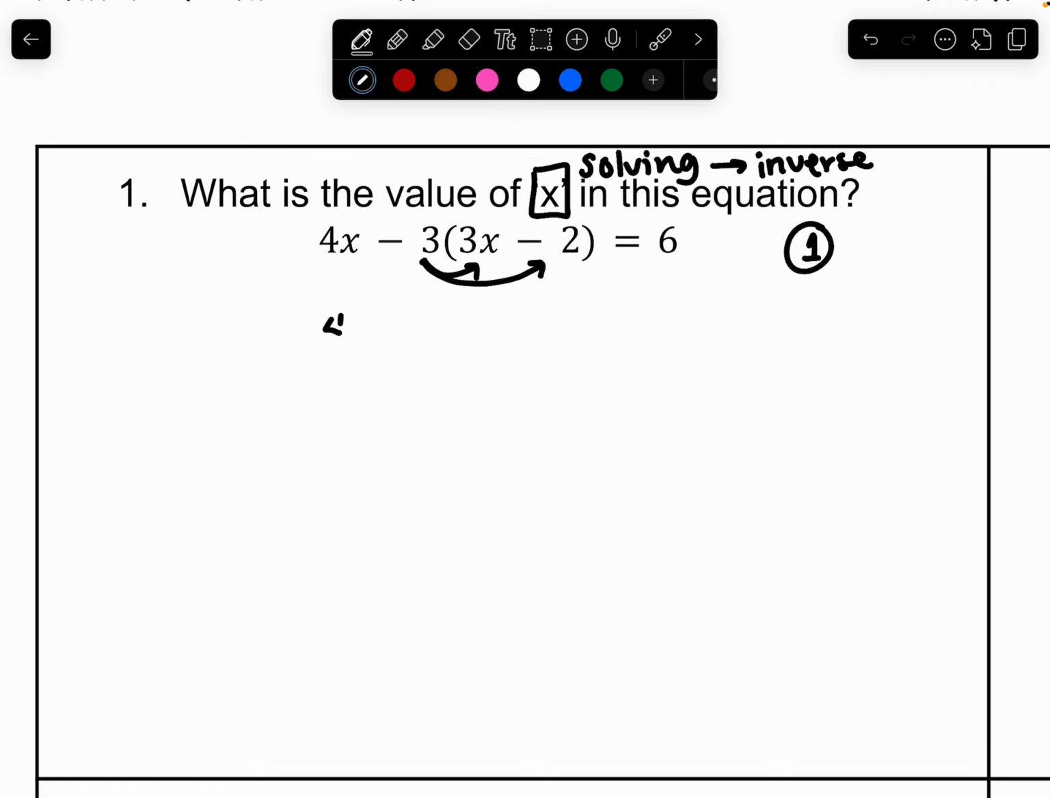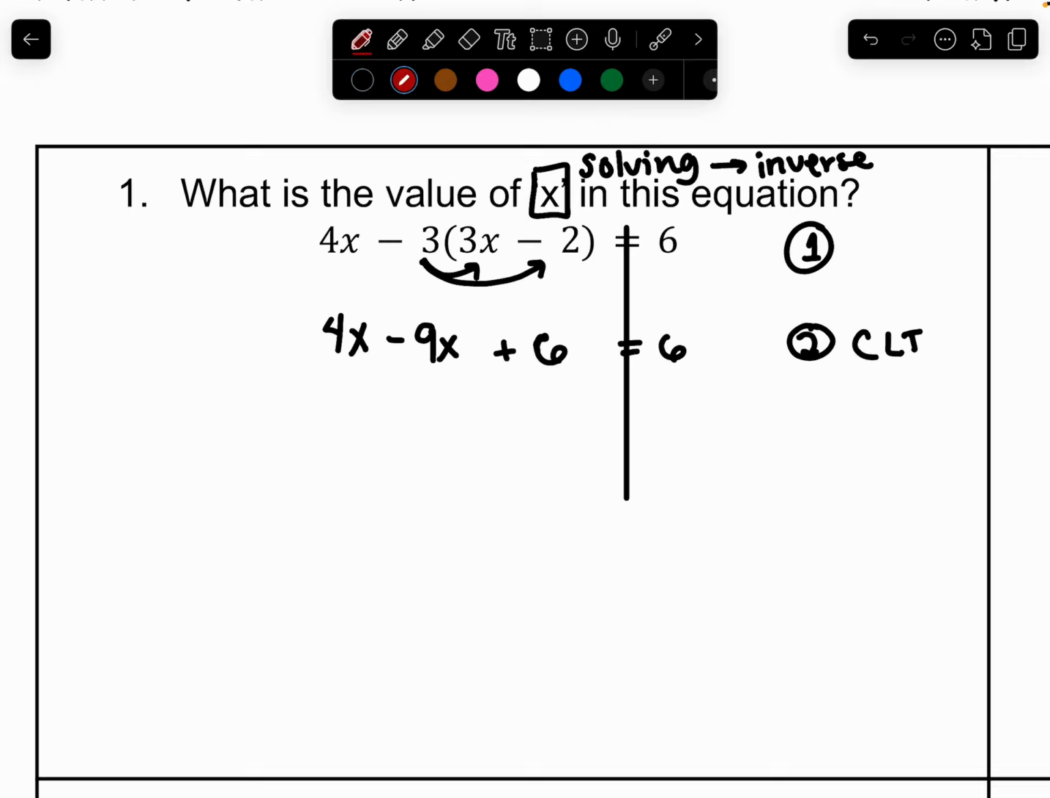If you're not organized, you're going to get confused, so make sure you put the equals line here. We're going to distribute -3. -3 times positive 3x is -9x. Don't forget to multiply that negative. -3 times -2 is positive 6, equals 6. Next step, we're going to combine like terms.